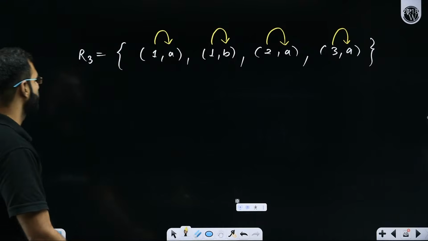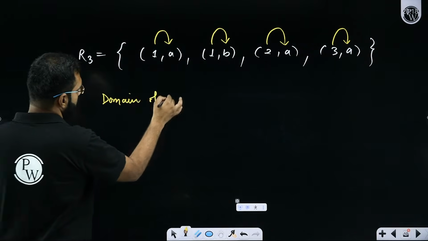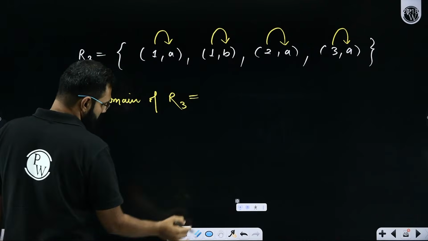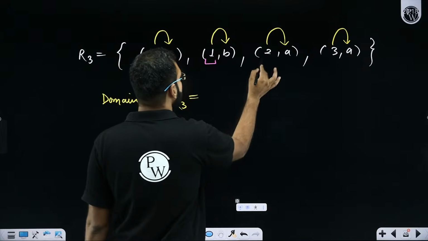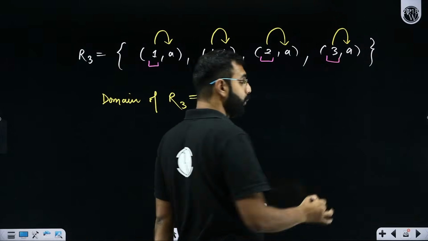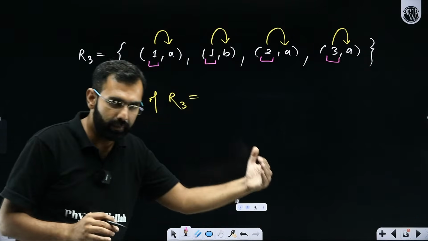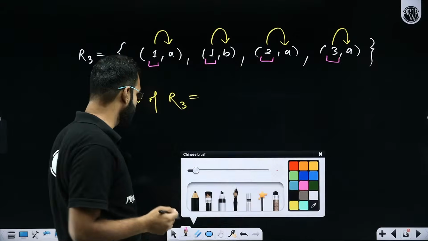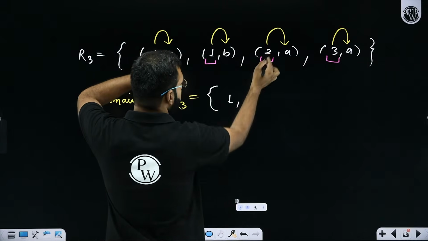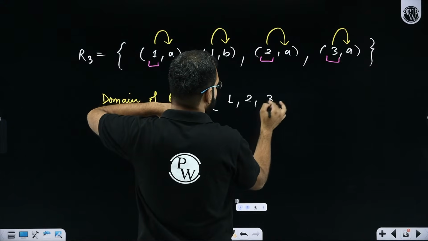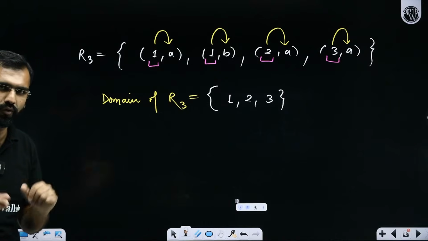Absolutely. That's a very good observation, Vijay. Now you help me with the domain of R3. The domain of this relation R3 would mean just pick these elements 1, 1, 2, 3. And I hope you do remember, in a set, we don't write an element repeatedly, which means if I'm supposed to write the domain of R3, I'll be saying its domain is 1, 2, and 3. Isn't it absolutely simple, direct, and clear and straightforward?